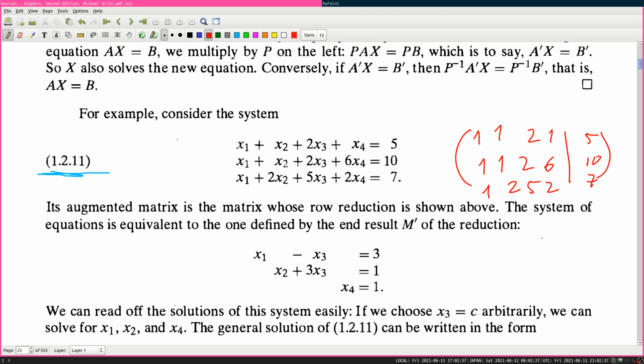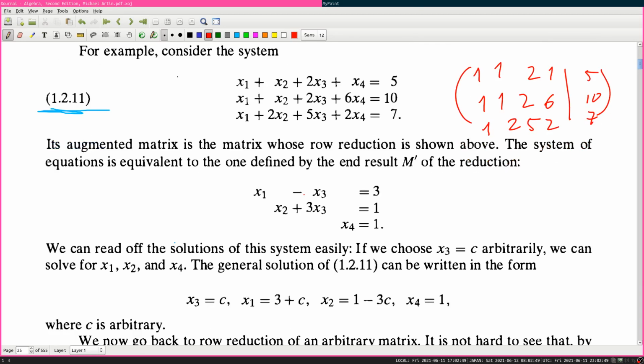Anyway, you do the row reduction and you get x1 minus x3 equals 3, x2 plus 3x3 equals 1, and x4 equals 1. So you know x4 right away. There is no freedom whatsoever in choosing x4. But if you choose x3, what x1 is such that when you subtract x3 from it, you get 3? Obviously x1 is equal to 3 plus x3. So it doesn't matter what you choose for x3.